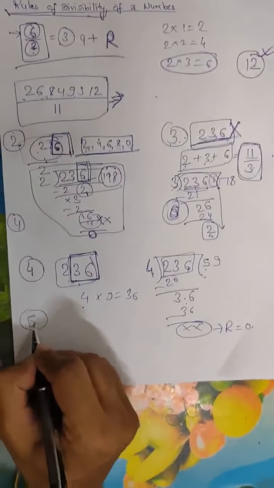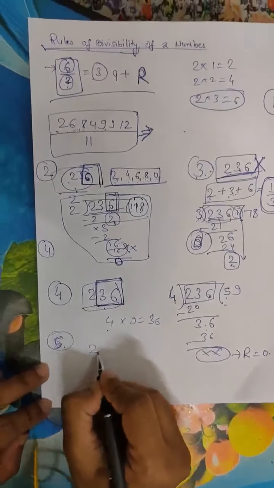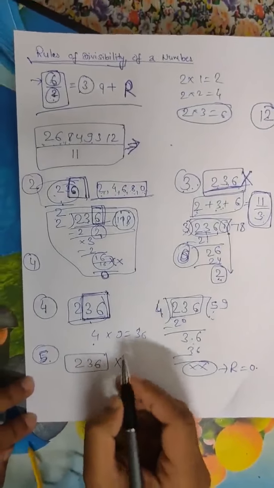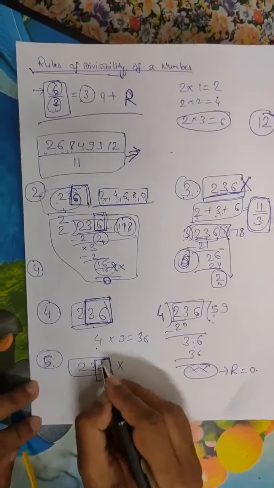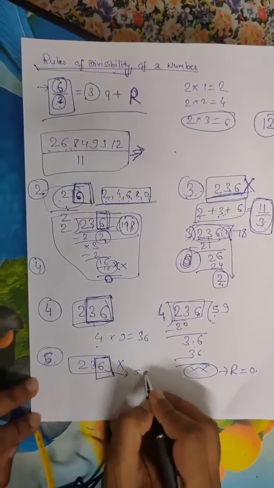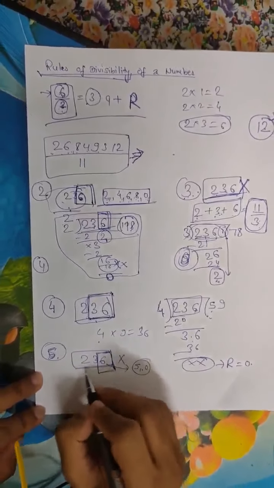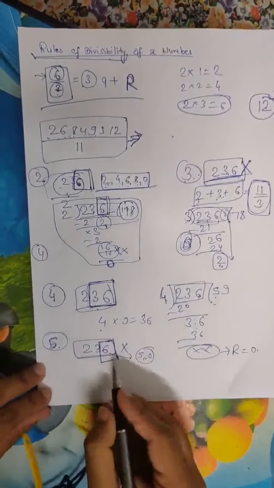Okay, let's see now a divisibility rule by 5. It's a very easy one. For 5, I'll take the same number 236. This is not divisible by 5. Why? For 5, you need to just see the last digit. It should be either 5 or 0. If it's not that, then it's definitely not going to be divisible by 5.